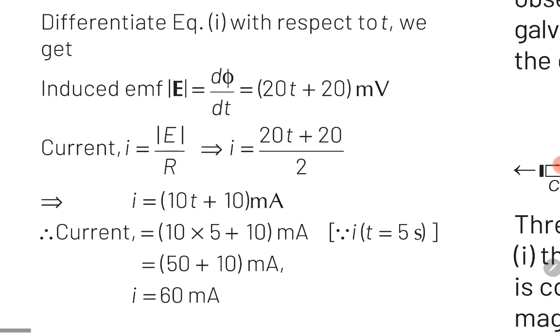Current is equal to voltage upon resistance. So I will become equal to 20t plus 20 divided by 2 and now we'll substitute the value of t as 5 seconds और हमें करंट का आंसर मिल जाएगा as 60 milliamperes. So guys, with this we have completed the first question. Now let's move ahead to the next slide.